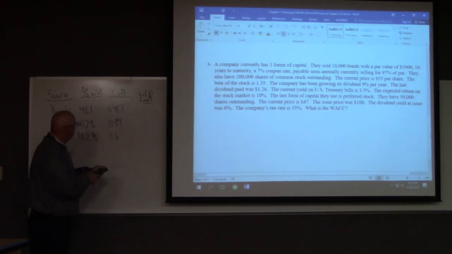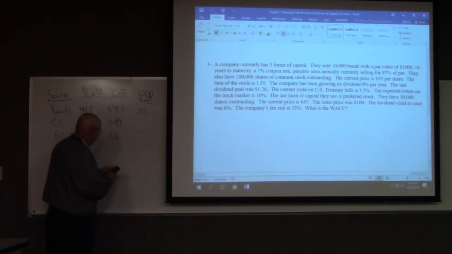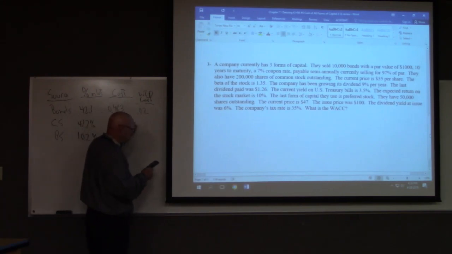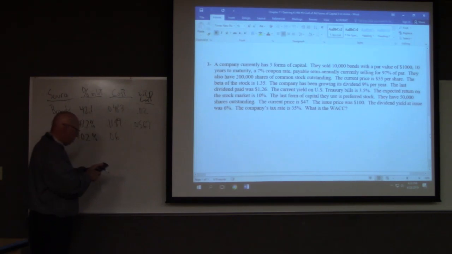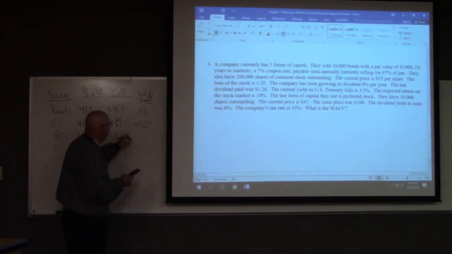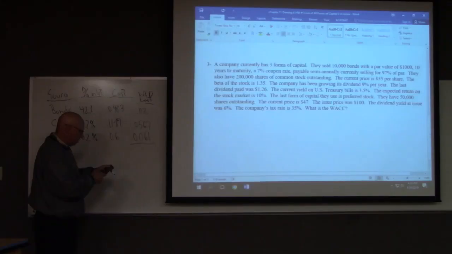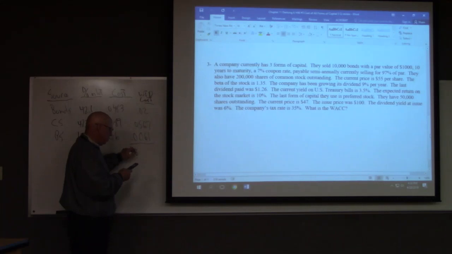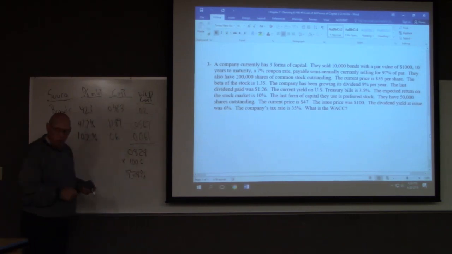All right, let's multiply. We have 0.421 times 0.0483 is 0.02. And then we have 0.477 times 0.1189, and we get 0.0567. And we get 0.102 times 0.06, and we get 0.0061. Let's add them up. 0.02 plus 0.0567 plus 0.0061 equals 0.0828, times 100 equals 8.28%. And there is our WACC, our weighted average cost of capital.